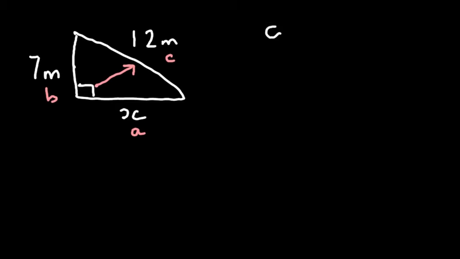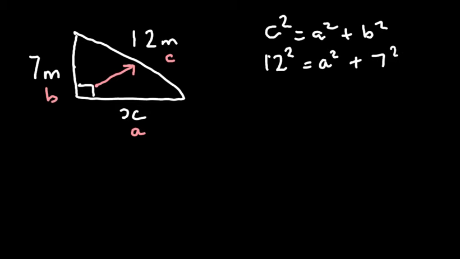Let's write down our formula again. C squared equals A squared plus B squared. Let's put in what we know. This time we know that 12 is C, so we've got 12 squared. We don't know what A is, I'm just going to leave it as A. And B is 7 squared.